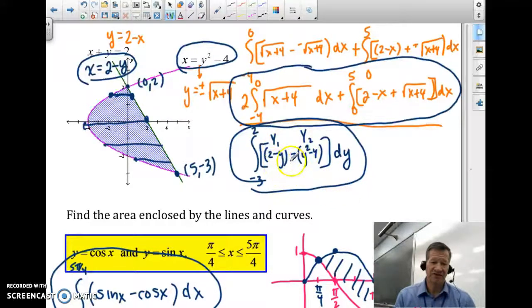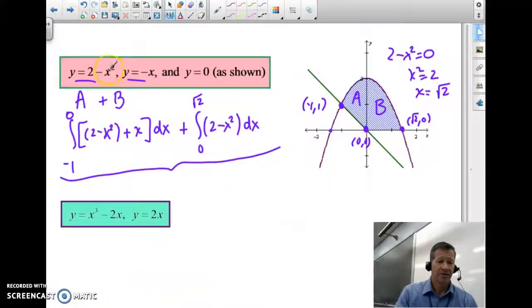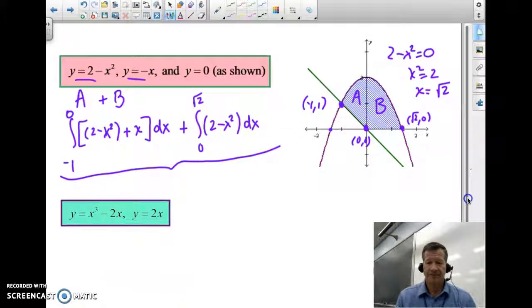But this way is a little nicer because we didn't have to set up two integrals. We didn't have to solve this for y and get an upper and lower function for that parabola. So that's something you want to consider. Let me do one more example. Let's do this one down here.